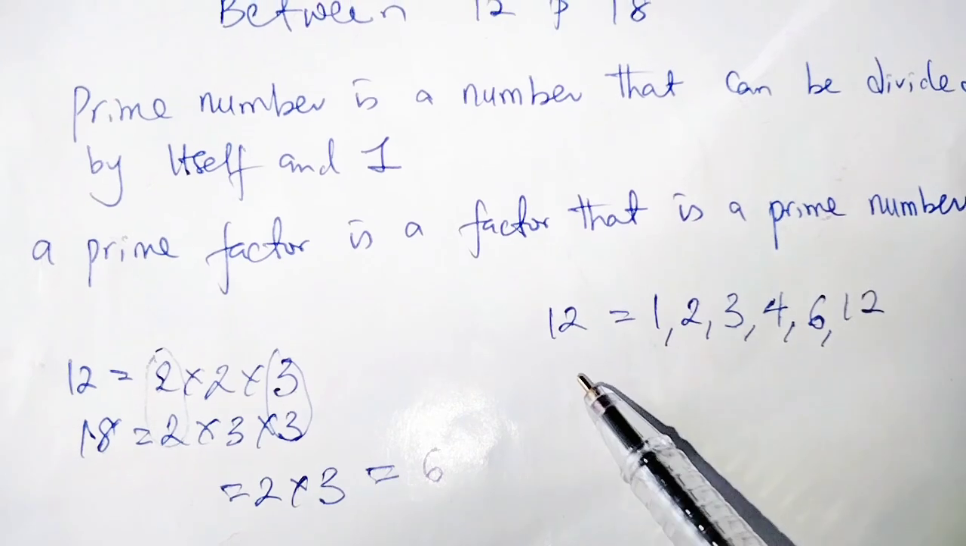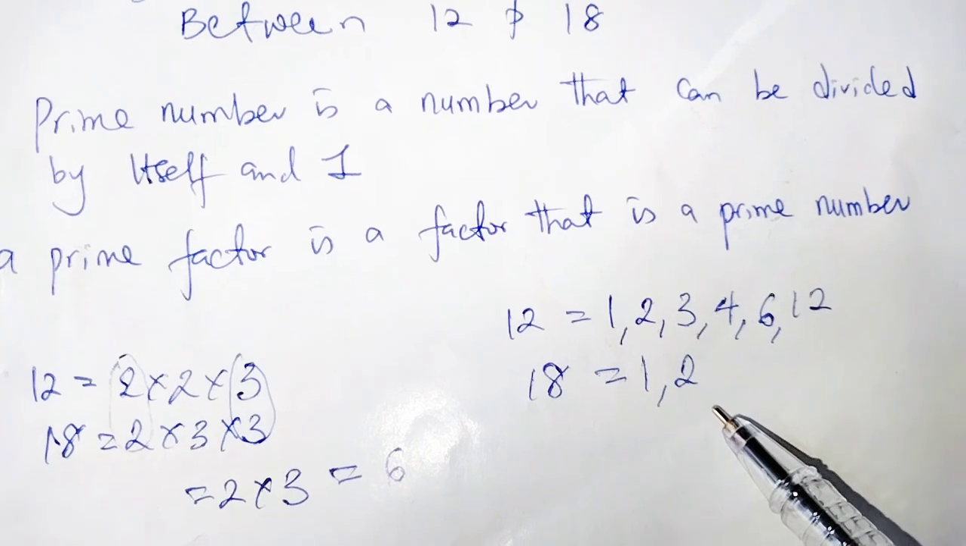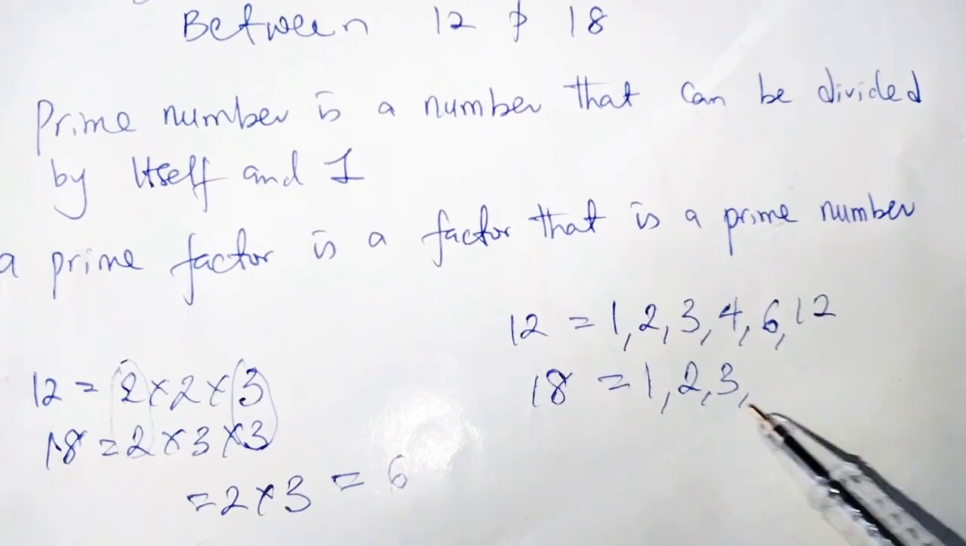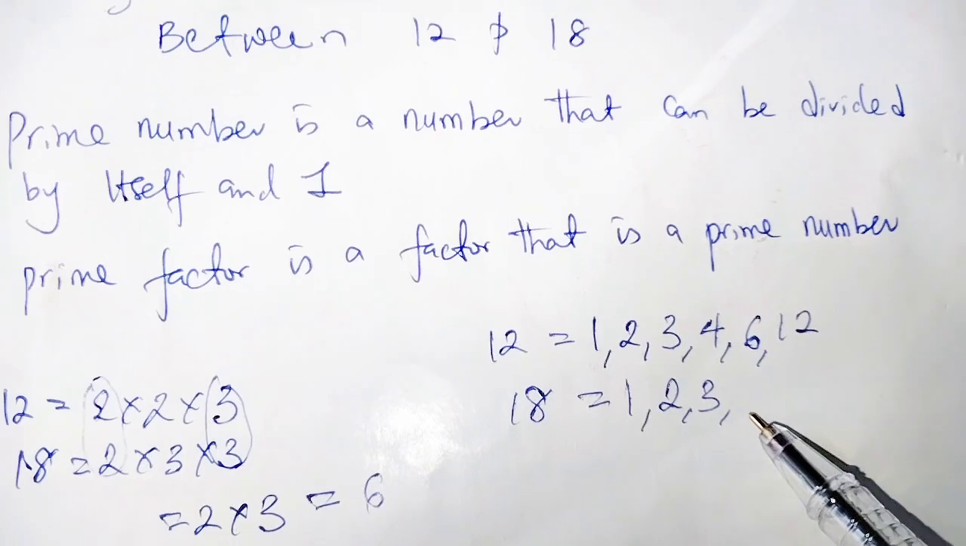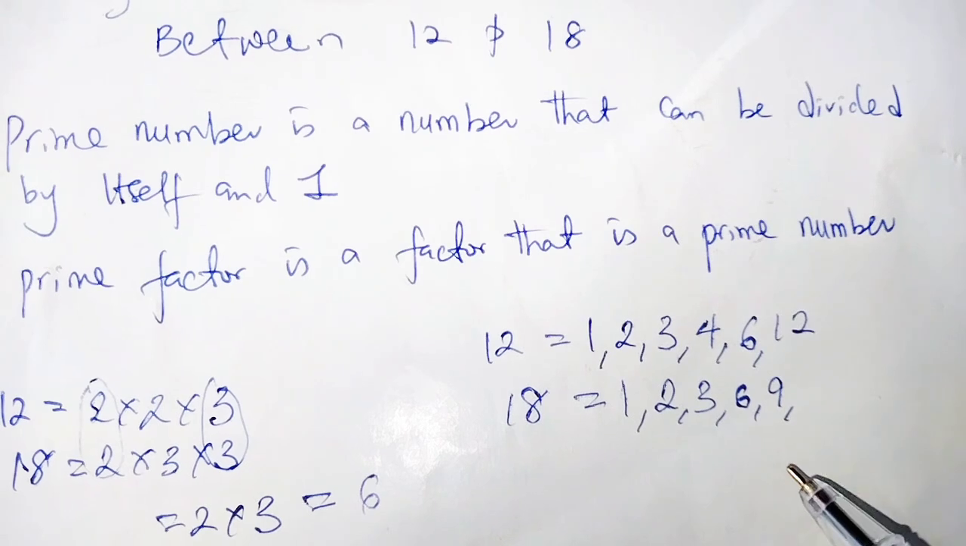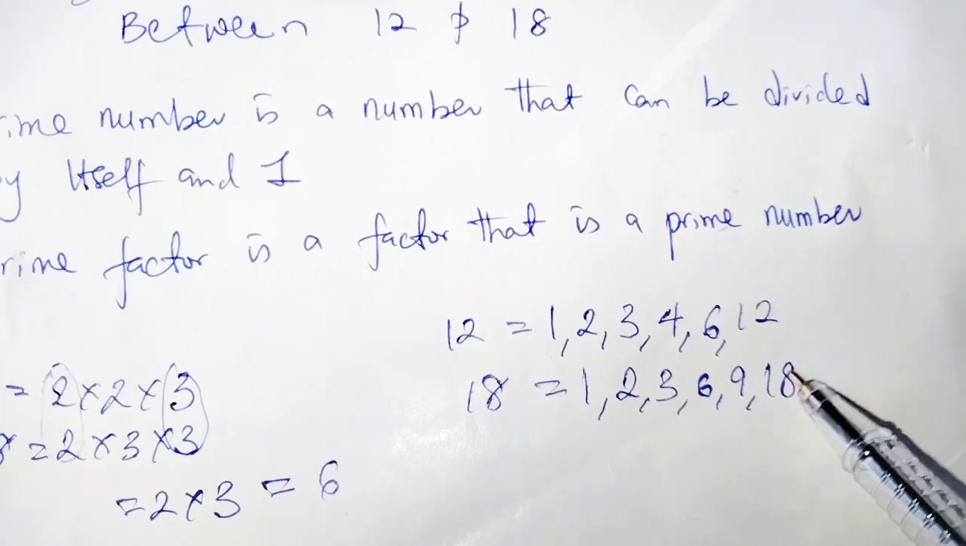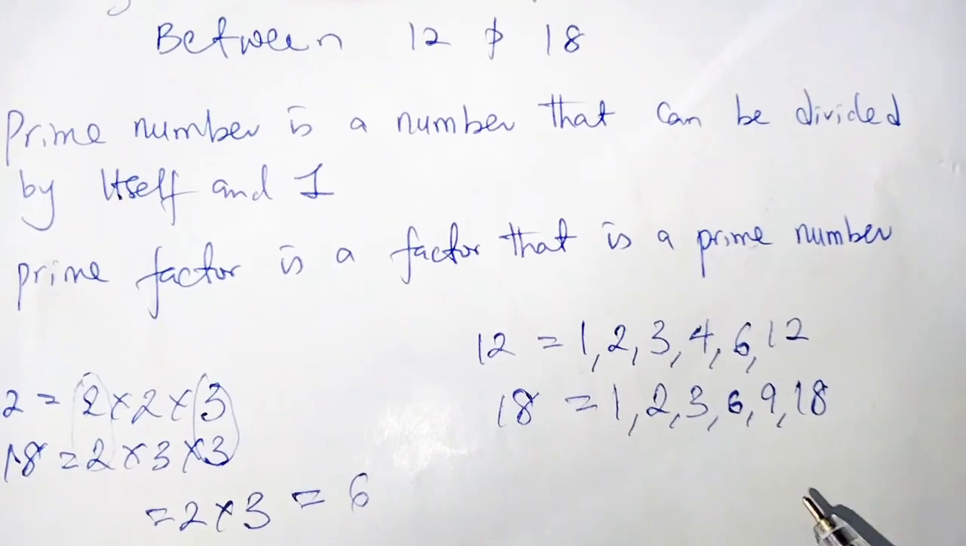I can do the same thing with 18. 18 is what? 1. 2 is a factor of 18. 3 is a factor of 18. 4 is not a factor of 18. Neither is 5 a factor of 18. 6 is a factor of 18. 9 is a factor of 18. Is there another number that can divide 18 apart from 18? 18 can divide itself.